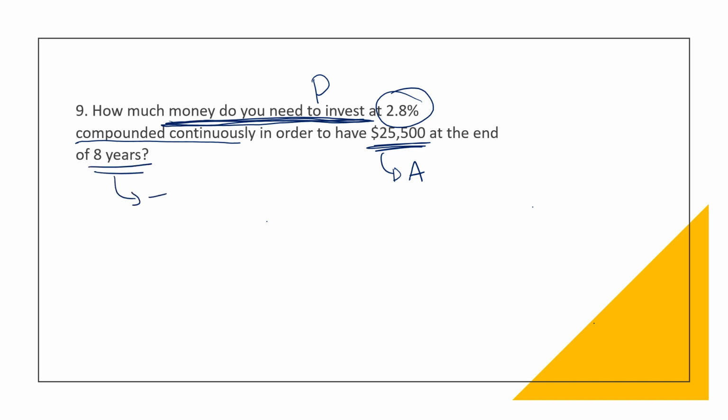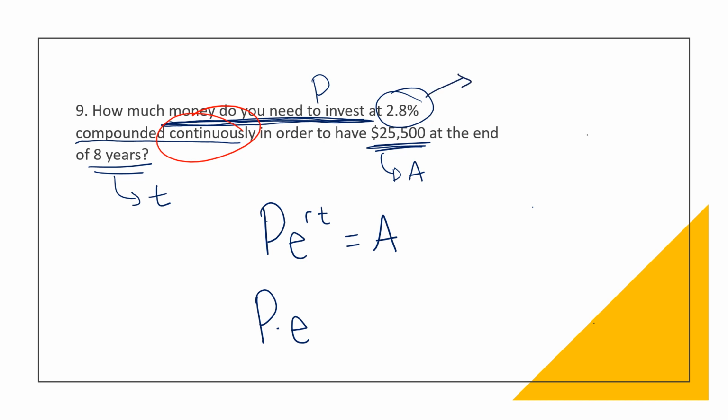That is the amount that we want to have at the end of 8 years. 8 is our T. Now there's a key word in this problem that tells you what equation you want to use. That's right, continuously. You need to use the PERT equation. So P e to the rt is what equals A. So just plug in what you have. We don't have P, that's what we're solving for. So that's P times e raised to the, my R is 0.028. It's not 2.8, but it's 0.028. So 0.028 times 8. And I want that to equal 25,500.